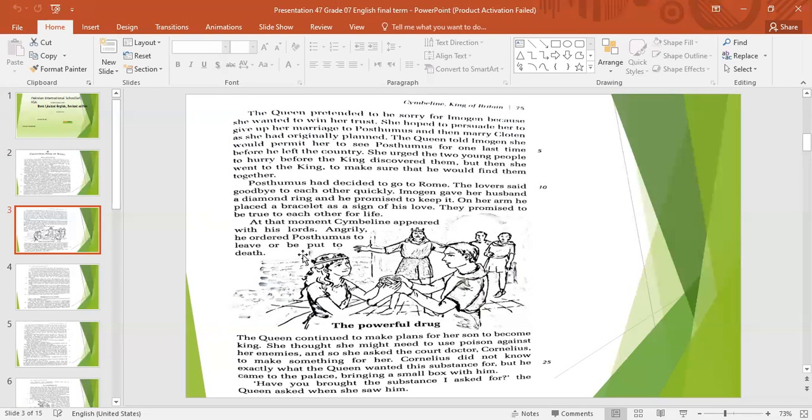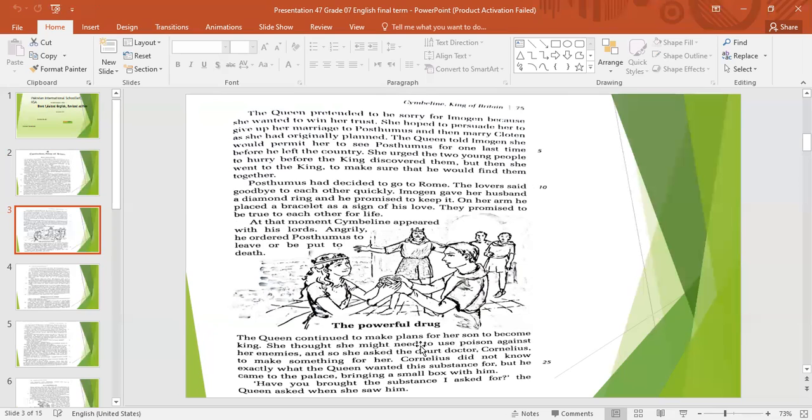Dear students, here, when the king knew about the marriage of his daughter with Posthumus, he exiled Posthumus from his country and made his daughter a prisoner. Now, the powerful drug. The queen continued to make plans for her son to become king.